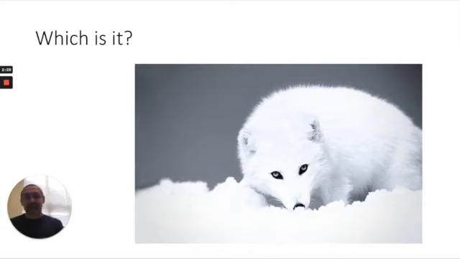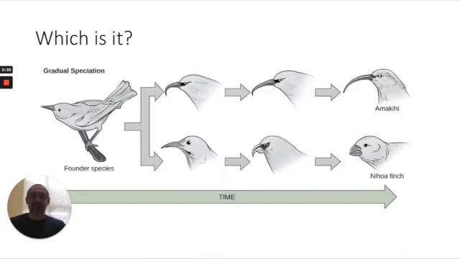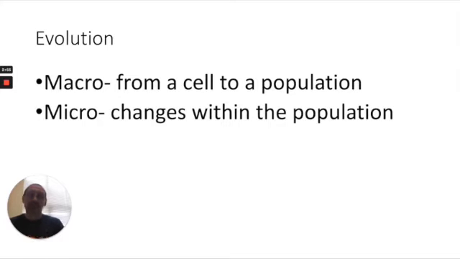Here's a great adaptation. This Arctic fox is camouflaged in the snow. It's able to survive better because of that camouflage. Here's a bird. The beak's gradually changing over time. That's a great example of evolution. When we use the word evolution, we just mean change over time.